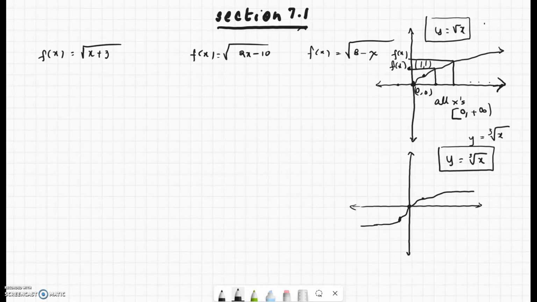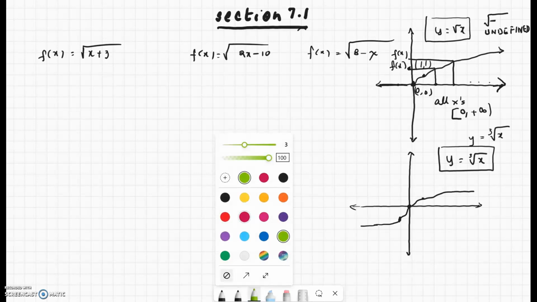And it makes sense because you know that the positive square root of a negative number is undefined. And that's why the graph doesn't exist on the negative side of the x-axis. So what is the domain of the square root function? It is 0 to infinity.